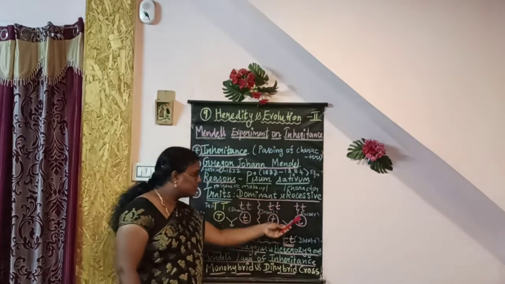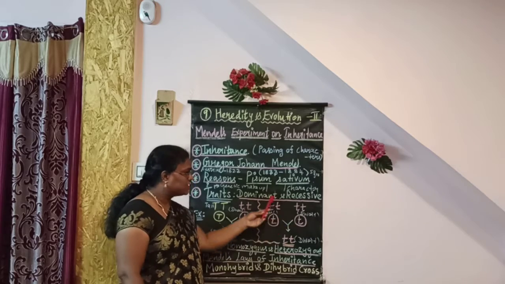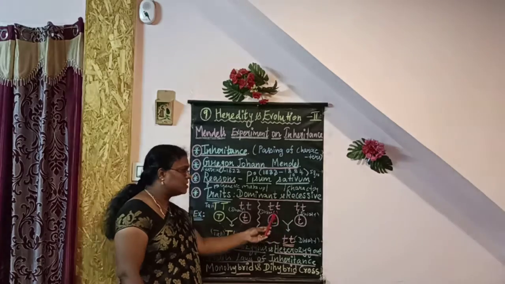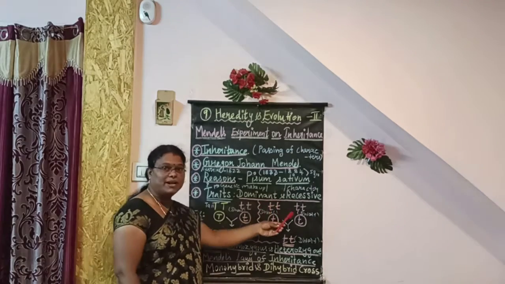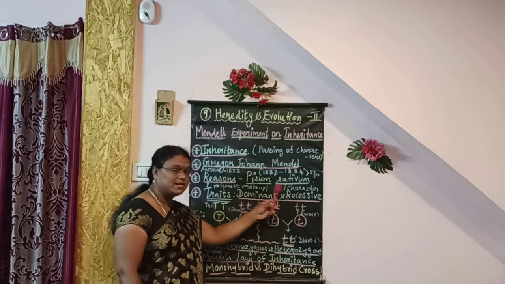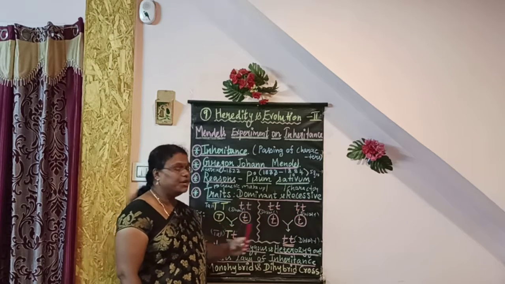And see here, this cross explains about a recessive trait. See, small t, this is a cross between two dwarf plants, that is recessive character. This small t denotes recessive trait. This also denotes recessive trait.